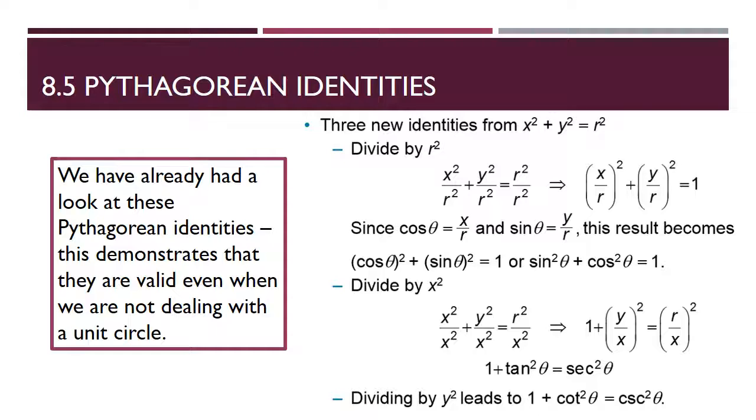If we take this and divide everything by x squared, then we get our identity that 1 plus tangent squared equals secant squared. And if we were to go back to the original and divide everything by y squared, we would get 1 plus cotangent squared equals cosecant squared of theta. So it doesn't matter that we've moved the point away from the unit circle. These identities are still going to hold true.